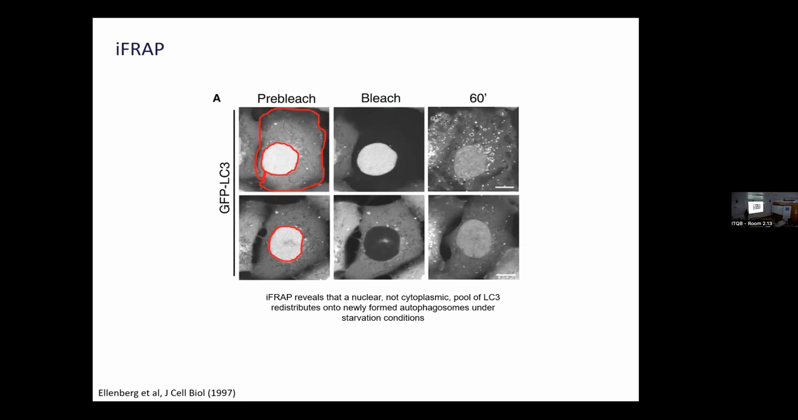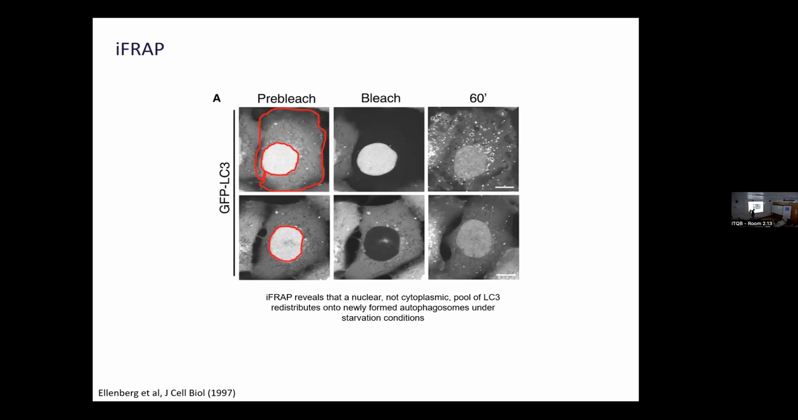I'm showing you here another paper from Nellenberg, which is fantastic, very good. In this case you can see, for instance, that when cells express LC3, they form these autophagosomes. But this iFRAP experiment shows that these autophagosomes are formed from LC3 that was in the nucleus, but not in the cytoplasm. Notice that if we photobleach the nucleus, we don't have autophagosomes being formed, just a few of them. They're still being formed, but the LC3 that's forming them is not labeled with GFP because it was photobleached. So the LC3 that was in the nucleus is the one that's forming the autophagosomes.